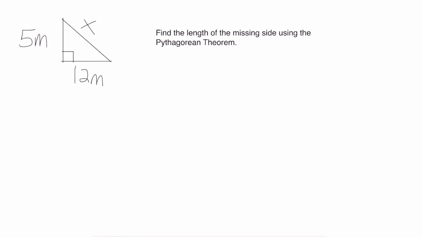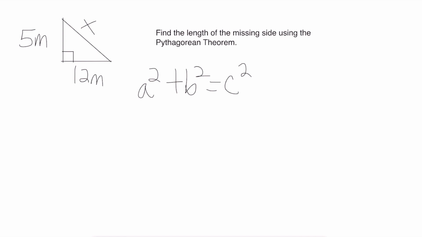So we know that the Pythagorean theorem tells us that the sum of the squares of the lengths of the legs of a right triangle is equal to the square of the length of the hypotenuse, which is the side opposite the right angle. In other words, a squared plus b squared equals c squared, where c is the length of the hypotenuse and a and b are the lengths of the legs.